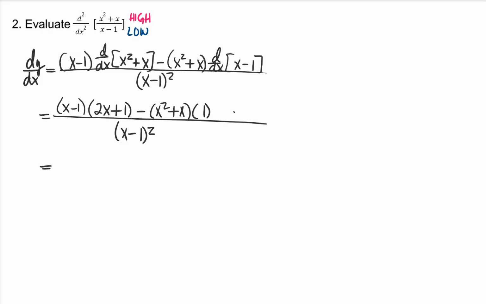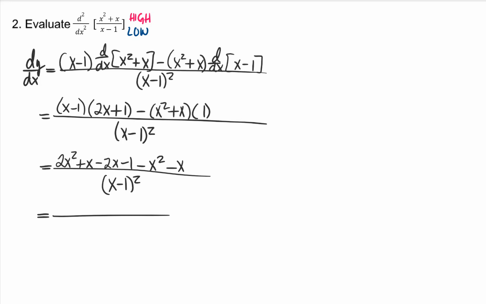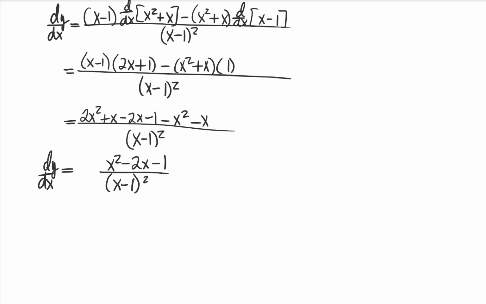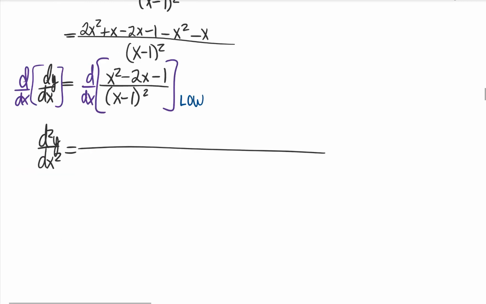I don't see any common quantities between these two products, so I will expand and combine like terms. You may think that the top can be factored, but unfortunately it cannot. So this is our first derivative. Now it's time to derive again. This is where we get this notation. Time for the quotient rule.